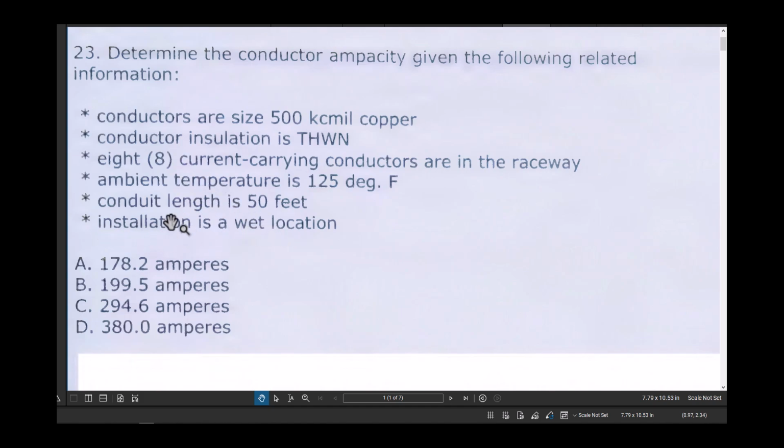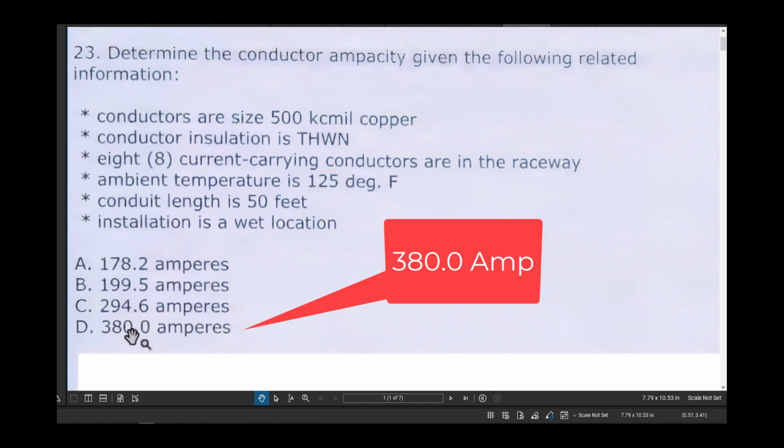And sixth, insulation is in a wet location. And the ampacity should be A, 178.2 amps, B, 199.5 amps, C, 294.6 amps, D, 38 amps.